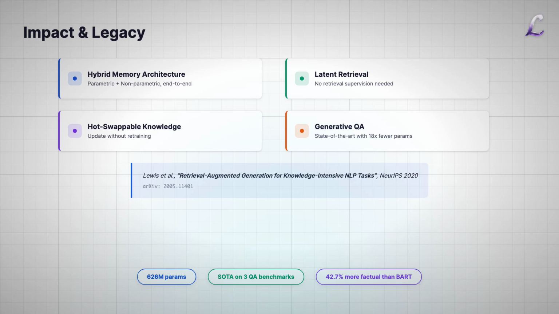With 626 million trainable parameters, RAG outperformed T5's 11 billion parameter closed book approach, demonstrating that architectural innovation, not just scale, drives capability. The paper remains essential reading for anyone working on knowledge-grounded generation, fact verification, or open domain question answering.